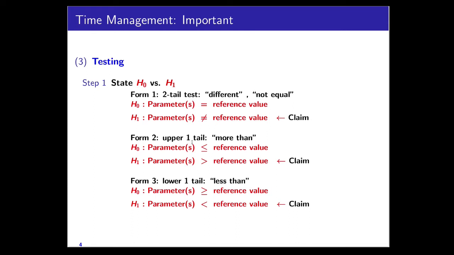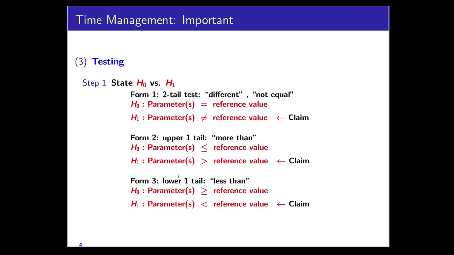In this case, the set of hypotheses will be H1: parameter or parameters greater than the given value or reference value, versus H0: parameter or parameters less than or equal to a certain given value or reference value. Again, the claim or the research is on H1.